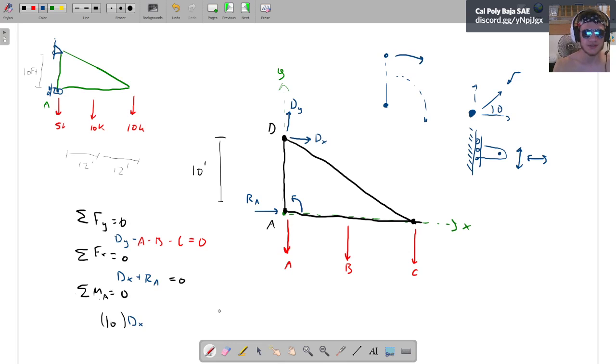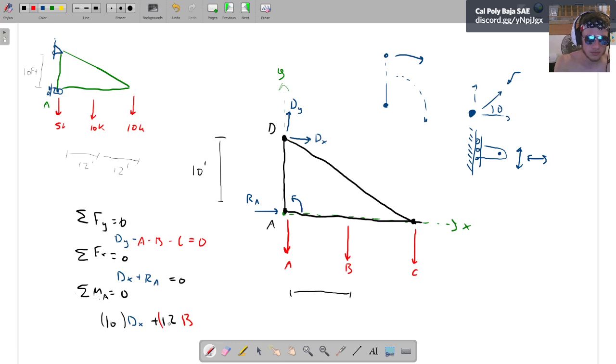So 10 Dx plus 12b, we'll put some of those in there. I'll do that in red just to be extra clear.